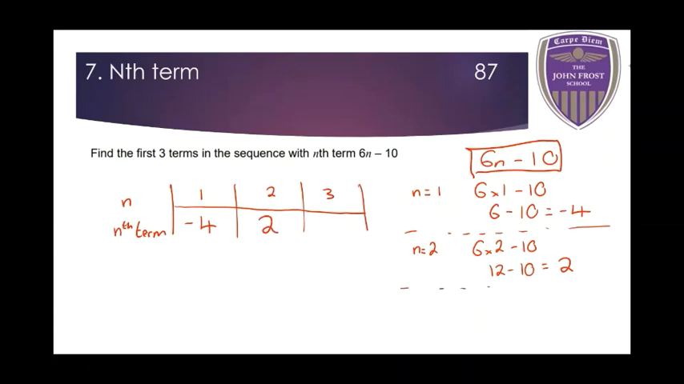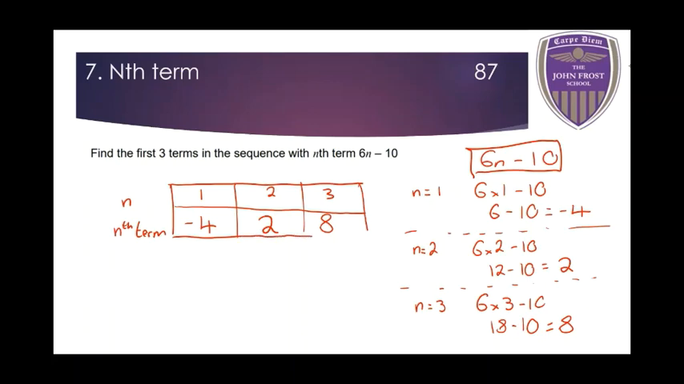Done that. And then when n is equal to 3, 6 times 3 take away 10 is the same as 18 take away 10, which is equal to 8. So the third term is 8. Okay, and there you go. Those are your first 3 terms of the nth term 6n take away 10. Okay, easy peasy. Let's have a look at the next topic now.